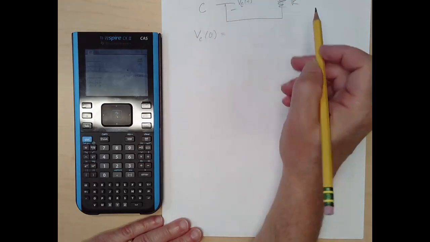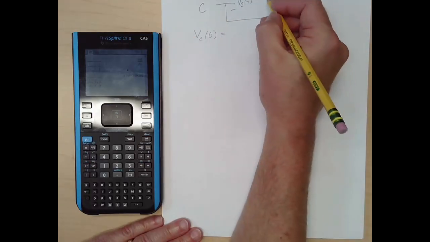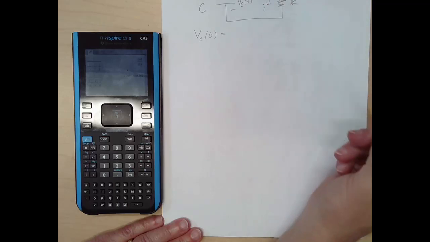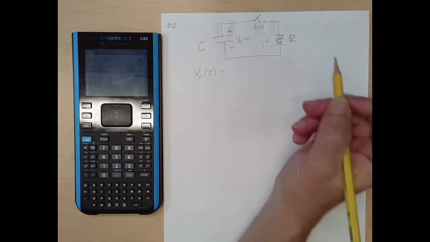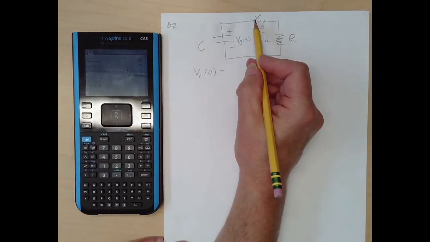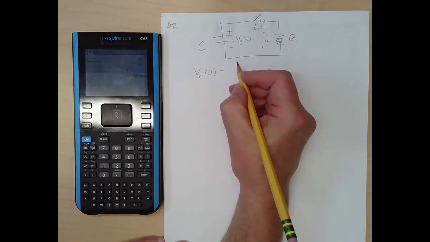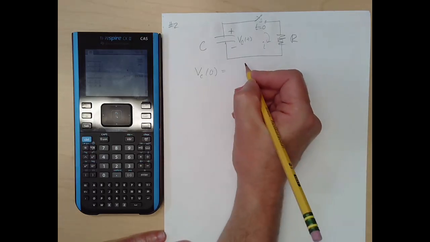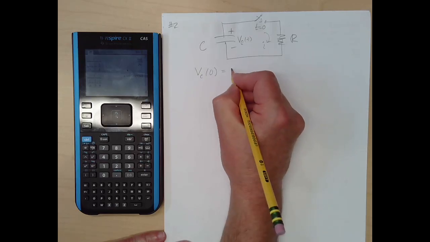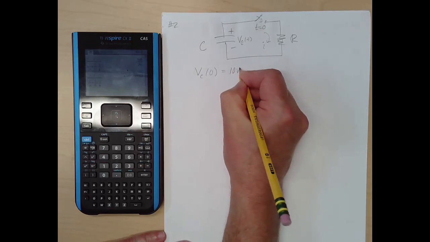So when we close the switch, current will start to flow. Eventually the current will die out because the energy dies out. So we've got a capacitor with a switch and a resistor. Should we put in some numbers? Let's just put in 10 volts for now.